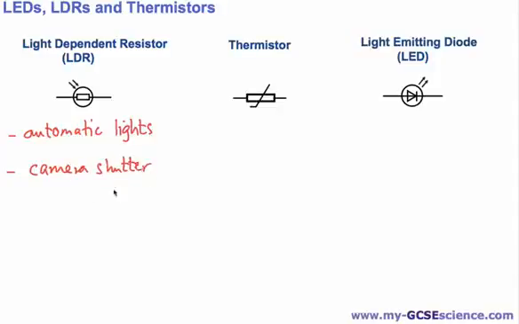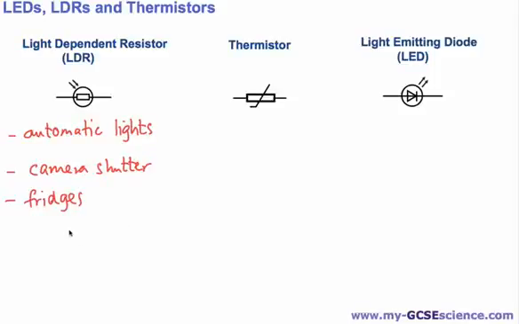So when the shutter opens to take a picture, if the light is low, the shutter will stay open for a slightly longer time so that more light can come in to take the picture. I've also heard it used for fridges, so when the door is open the light can come on. But memorizing these individual examples is not so important.